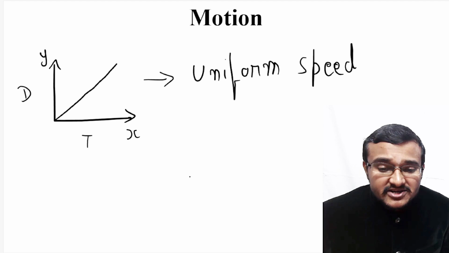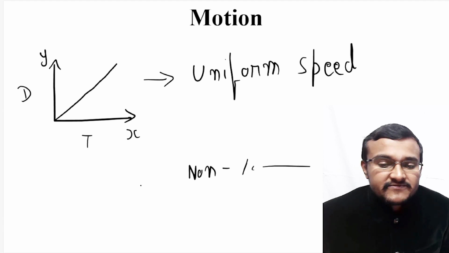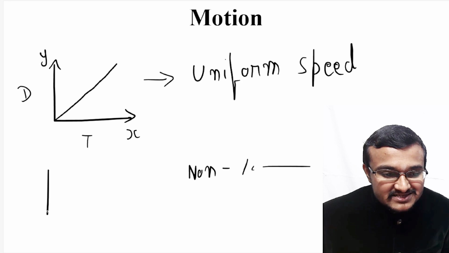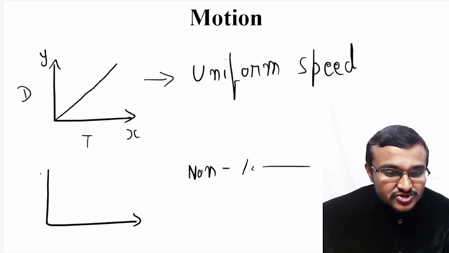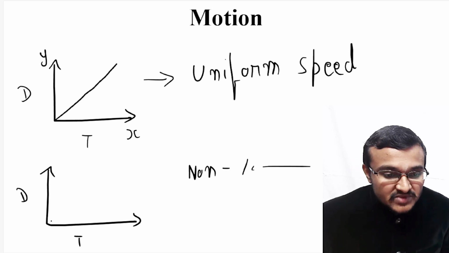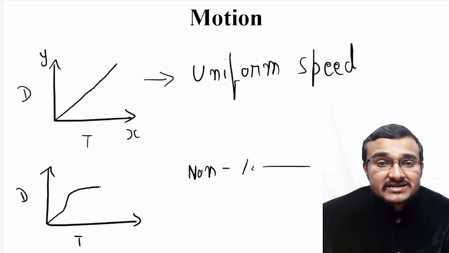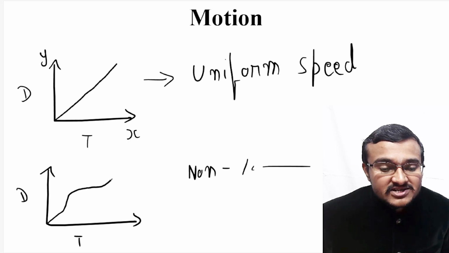Now what if a particular object is in non-uniform speed? Then this graph will not be linear. That means it will be covering some distance, but not equal distances in equal intervals of time. In the first interval of time, it might cover this much distance. In the second interval, it might cover this much distance. In the third interval, it might cover only this much distance. In the fourth interval also, it might cover the same amount of distance. And in the fifth interval, it might cover this much distance.